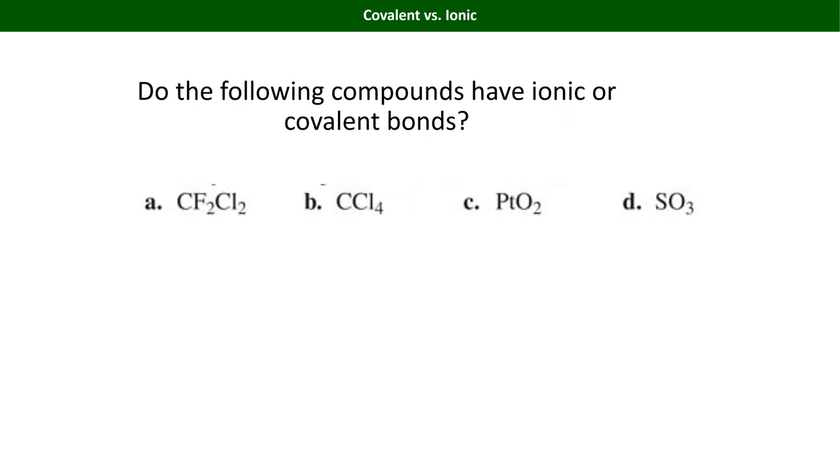So of these, which one has ionic bonds? A has lots of stuff involved, so it's worth looking at, but none of them are metals, which means you don't have a positive charge. Without a positive charge, no ionic bonds. This example also doesn't have a metal, so it's not that one. Here we've got platinum, which is a metal, and oxygen, which is not. That means this one is ionic. None of the others have a metal ion in there, so they're all going to be covalent bonds.